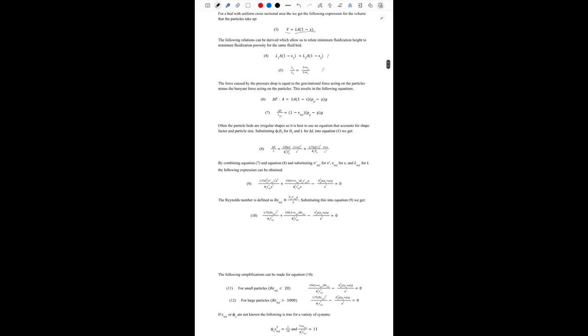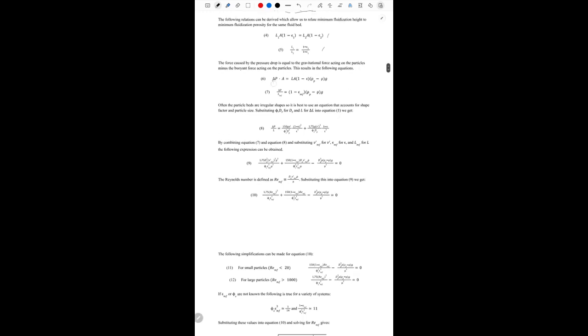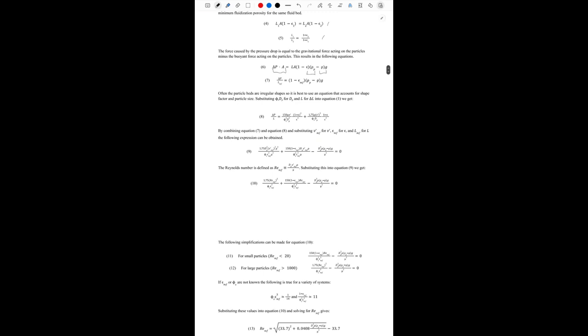Also, the force caused by a pressure drop is equal to the gravitational force that is acting on a particle minus the buoyant force that is acting on a particle. This results in these two equations here. But often the particles are of a regular shape, so you want an equation that accounts for shape factor and particle size.